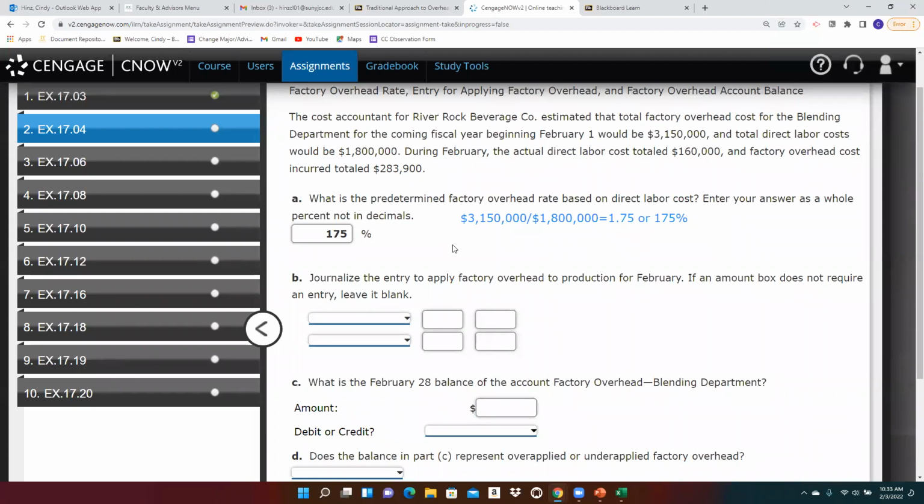So it asks, what's the predetermined factory overhead rate based on the direct labor cost? But how do we know that the direct labor costs have to be divided by the factory overhead? So how did you know which order to do the division? Is that what you mean? Like, which is the numerator, which is the denominator?